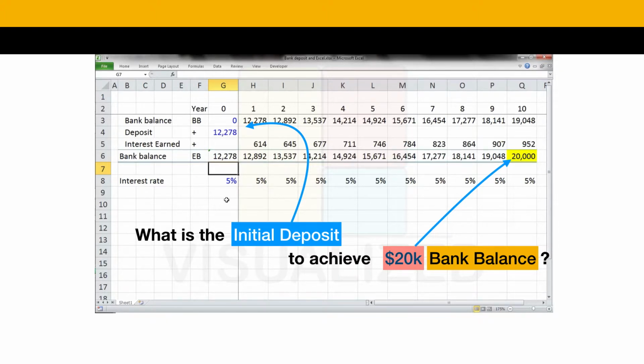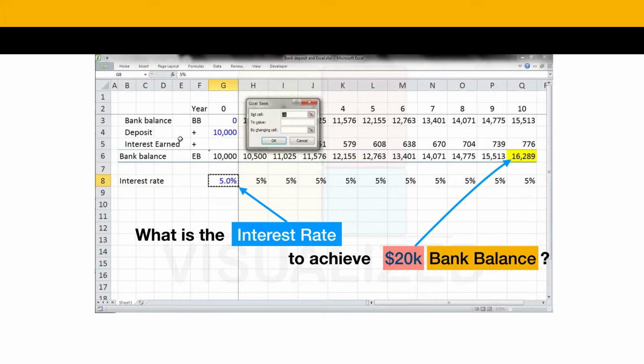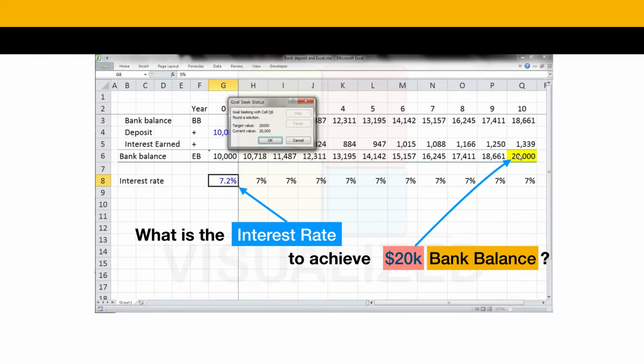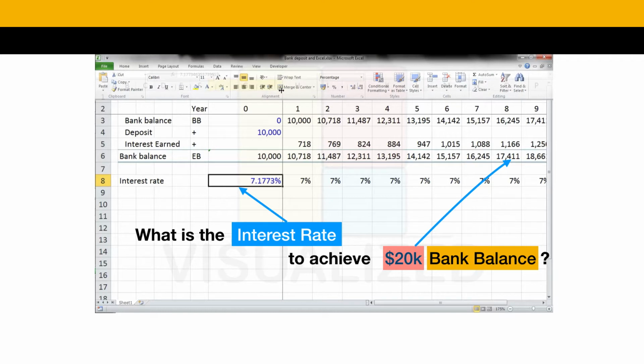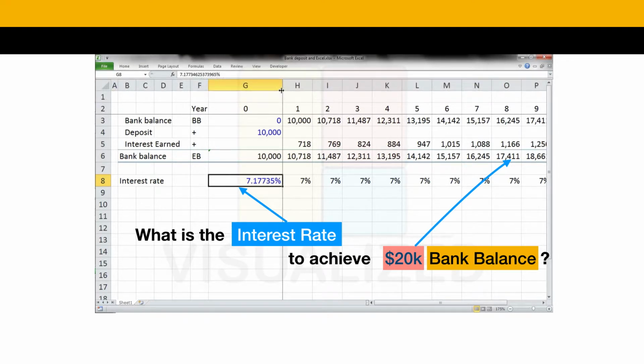Instead, if you want $20,000 at the end of year 10 with only a $10,000 deposit, what has to be the annual interest rate at which your deposit grows over time? Again, Excel easily solves it, and the answer is 7.177%.